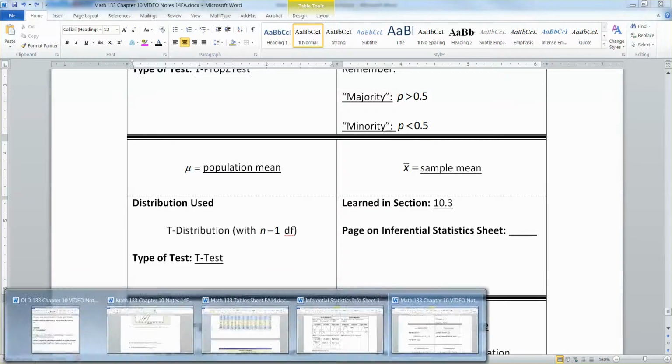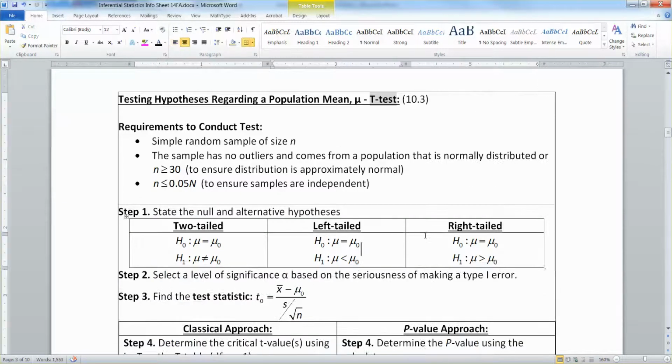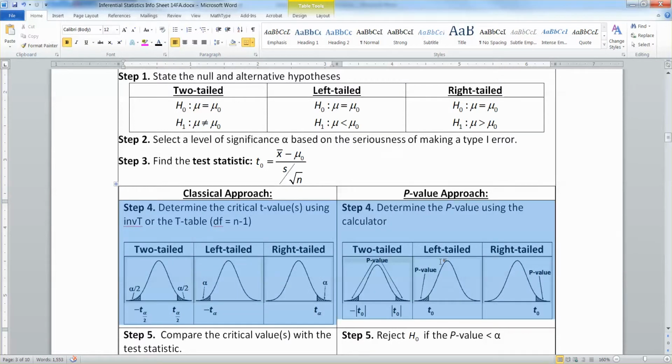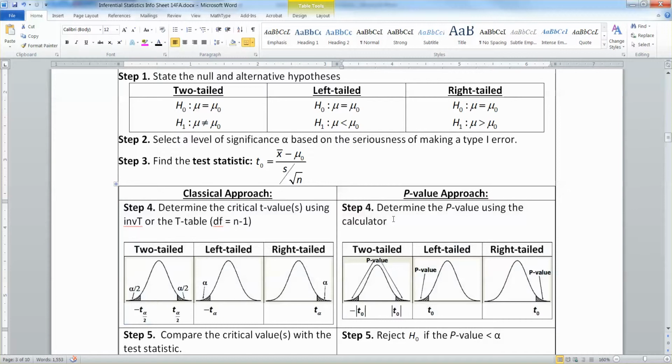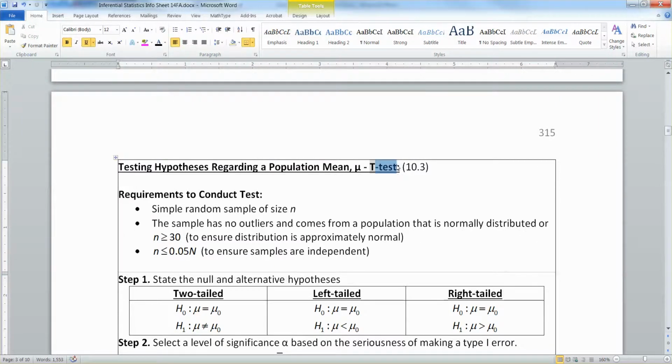So let me grab that page on the inferential statistics sheet so you can see it. You'll notice your hypotheses all have mu's in them now. Your test statistic, instead of being Z0, is now T0. And instead of using Z's down here in either approach, p-value or classical, you're using T values. So the p-value approach is pretty simple. You just use the same number you already found, and you get your p-value out of the calculator when you do that t-test right there.